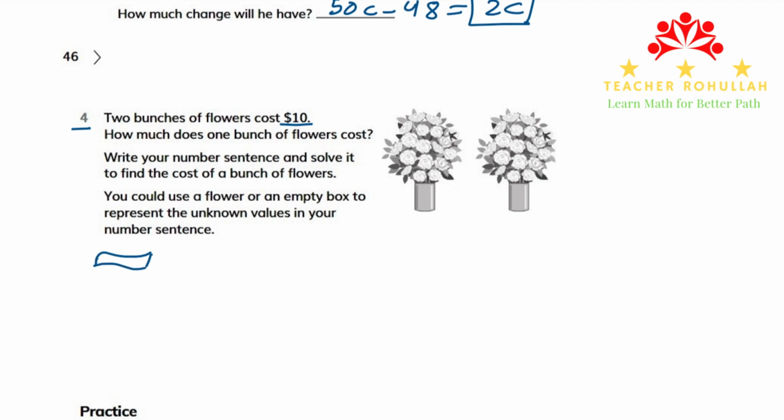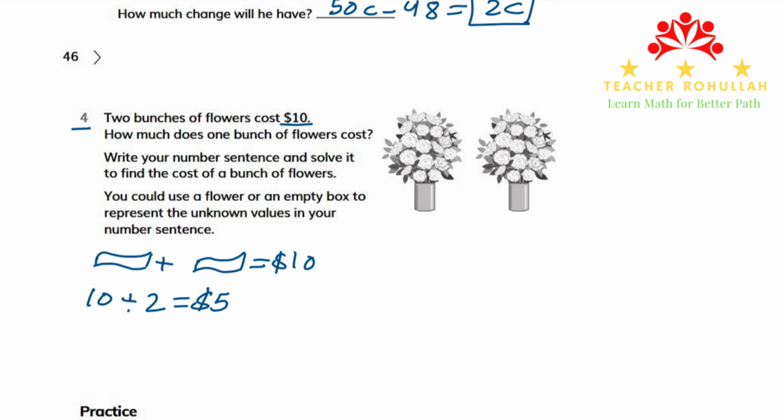This is for 1 bunch of flower plus the other one. This is the other one. So both of them added together is equal to $10. Now to find out what is the price of 1 bunch of the flower, how many bunches do we have? We have 2 bunches of the flower. So to find out the price of one of them, we can divide 10 by 2. 10 divided by 2 is 5. It means the price of 1 bunch of the flower is $5.